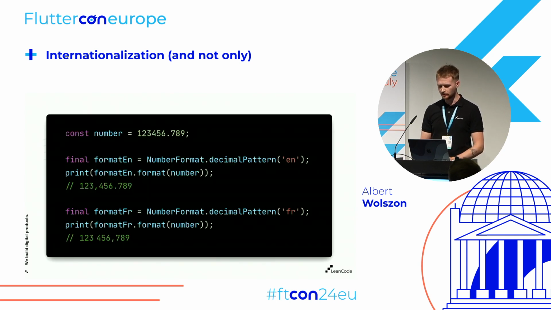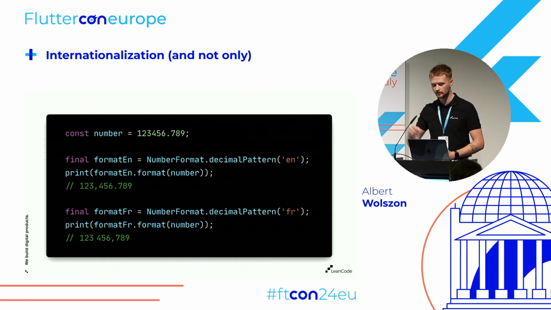The intl package also helps us with formatting numbers with the NumberFormat that has the decimal pattern and all other different constructors for displaying the percentages or also for displaying shortened versions of the numbers, like instead of 1 million with 6 zeros in the string, you'd get the 1M, or what is correct for a given language.